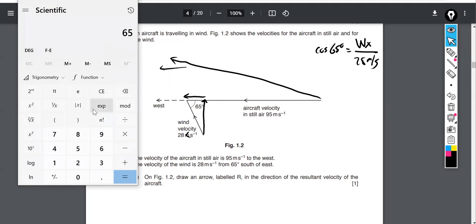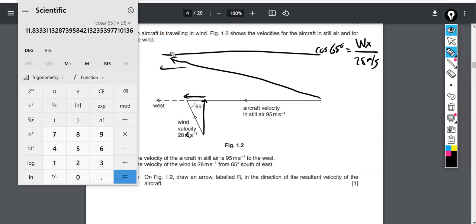So we got 65, take the cosine of that, that's why you use the trig functions in your calculator, times 28. So 11.83 plus this 95, that's how much over this is going. So 11.83 component from the wind plus 95 meters per second from the airplane itself, for a total x component of 106.8.